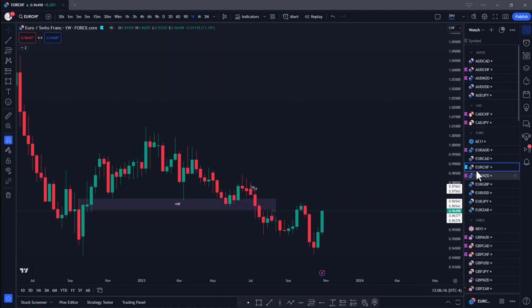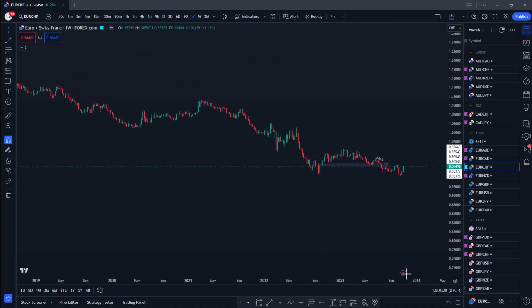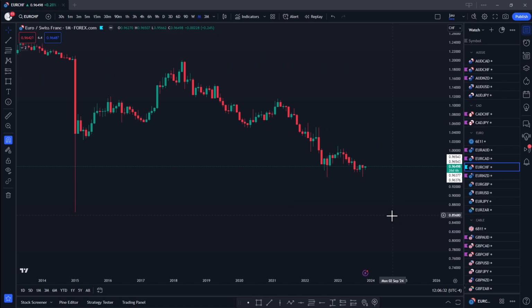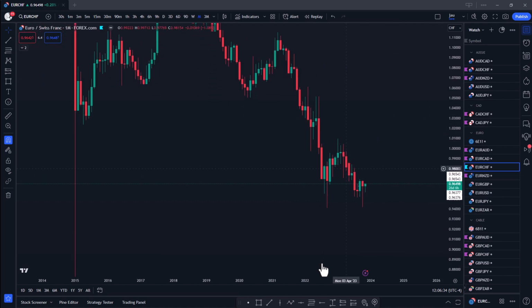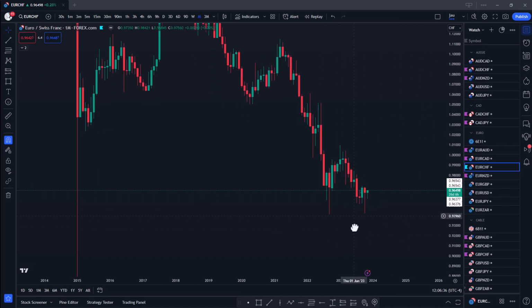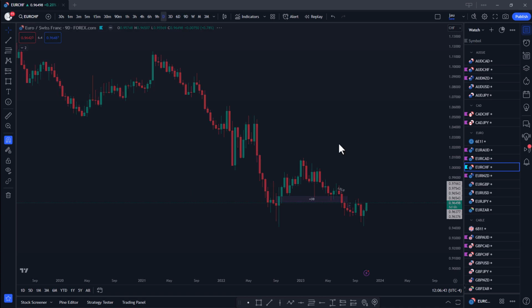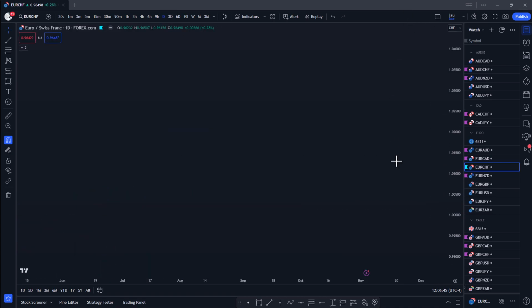On Euro Swiss, I even marked it blue because I don't even want to check this chart out. I don't even want to check Euro Swiss. It's just a grind in this chart. I can't really figure out direction here. The only way I'll be able to trade this is within a session or even micro sessions, but nothing above that really makes too much sense.